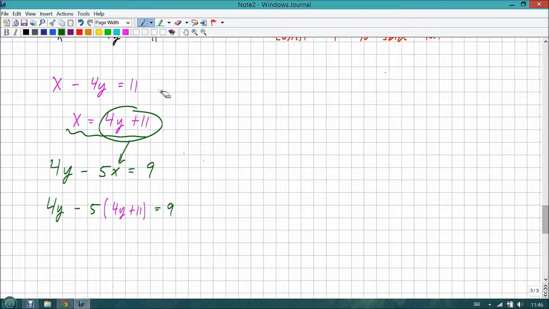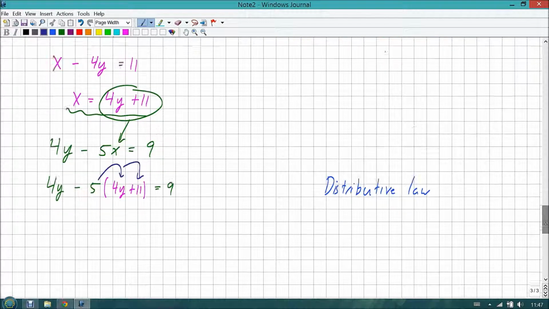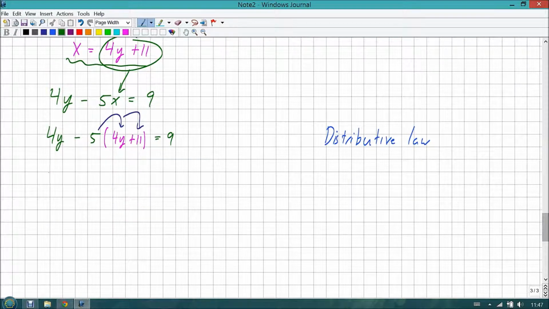And this is where we get some trouble. Here we have to use something called the distributive property. It's actually a law, so I'm going to call it a law. Distributive law. Now, the distributive law is where we take our number and we distribute it to all of the pieces. So when I distribute it to all the pieces, I have 4y minus, -5 times 4 is -20, -5 times 11 is -55.